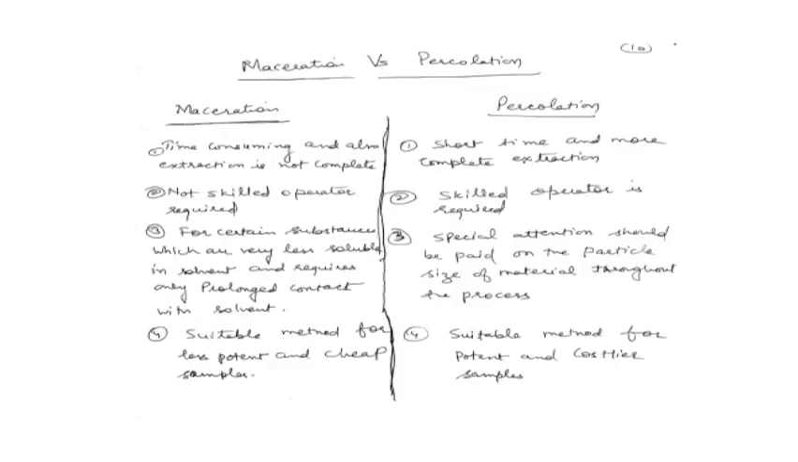Now we see the difference between maceration and percolation. We have seen the advantages and the limitations of both processes. Now we can look at the difference between these two methods. Maceration is a time consuming method because it is a very slow process. And we can also say the extraction we get is not a complete extraction. While percolation requires a short period of time, and we can get a more complete extract.